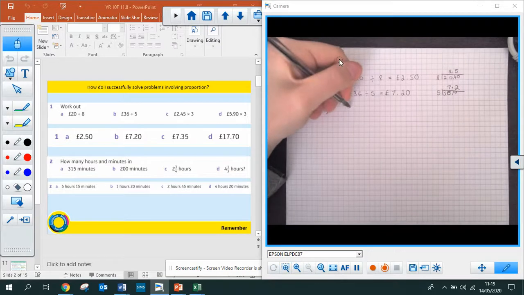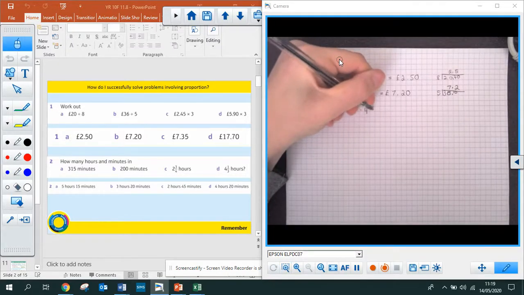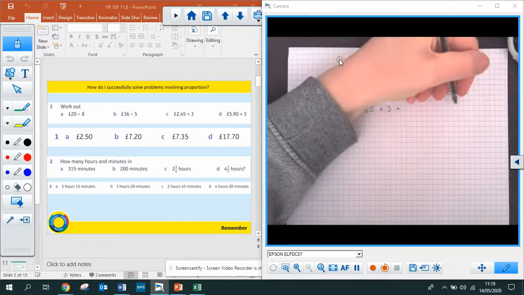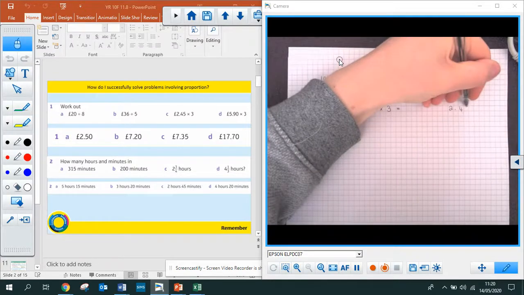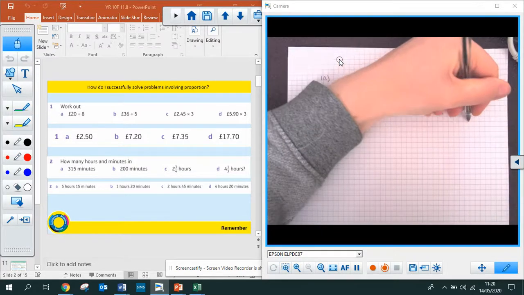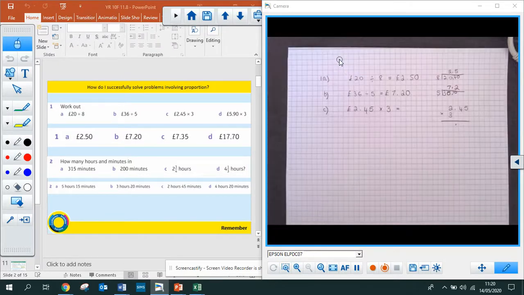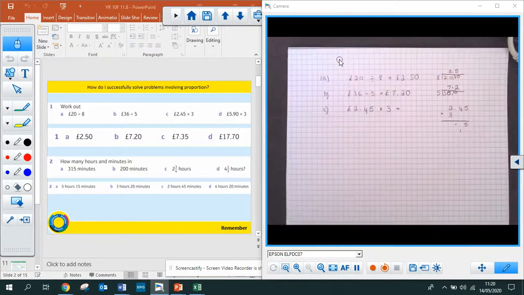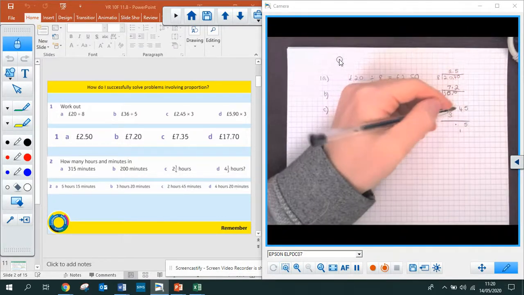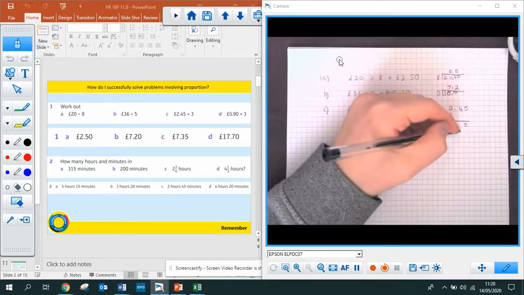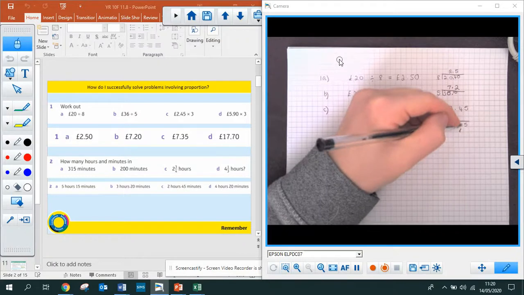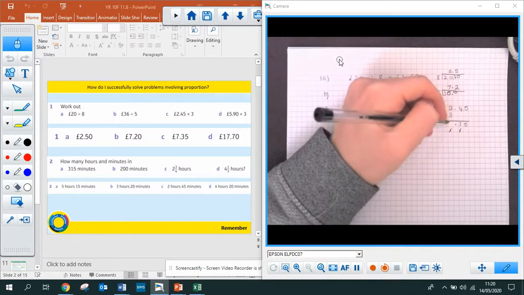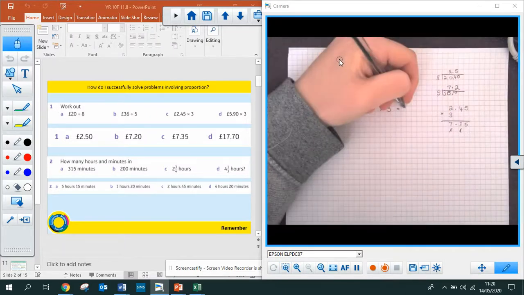Okay, part C. We're doing £2.45, and we are multiplying that by 3. So I'm going to go over here and I'm going to use my column method, 2.45, and I'm multiplying by 3. Okay, line up your decimal. 3 times 5 is 15, so 5 carry 1. 3 times 4 is 12, add 1 is 13, so 3 carry 1 again. 3 times 2 is 6, add 1 is 7. So your answer there is £7.35.